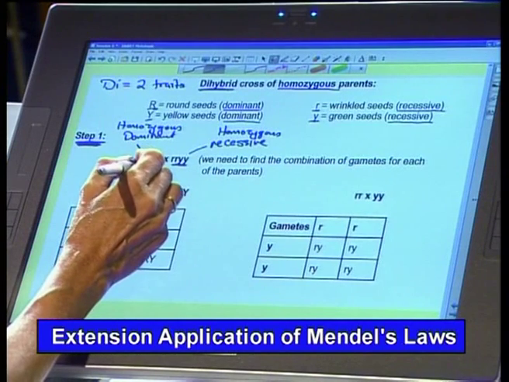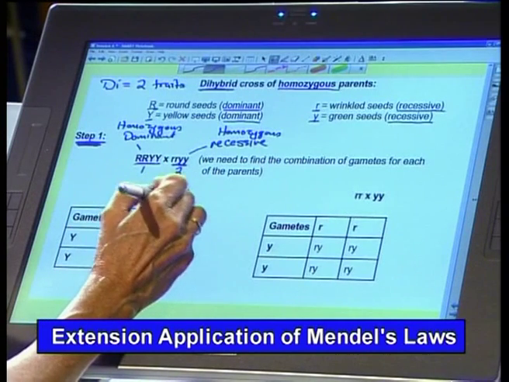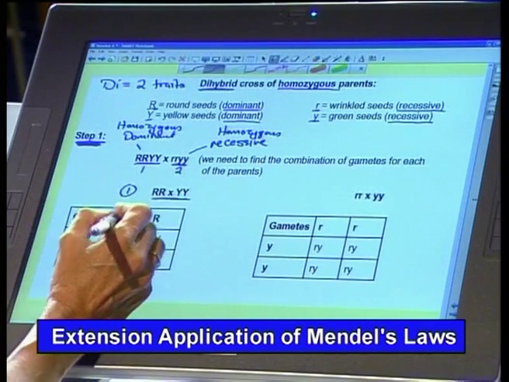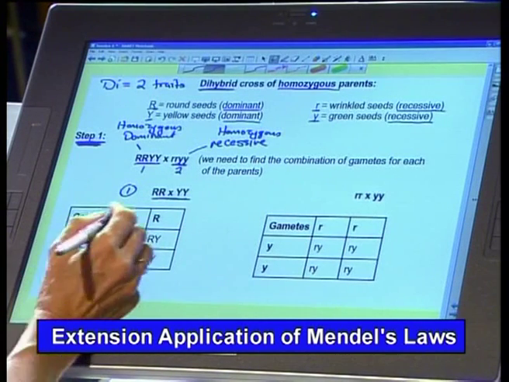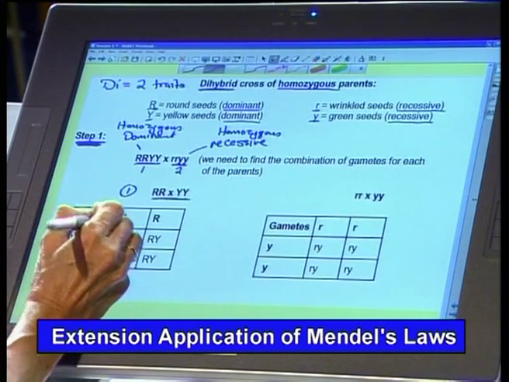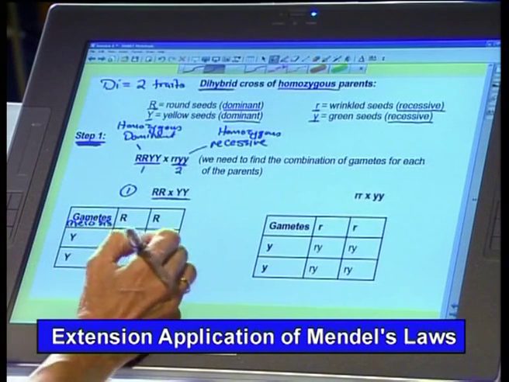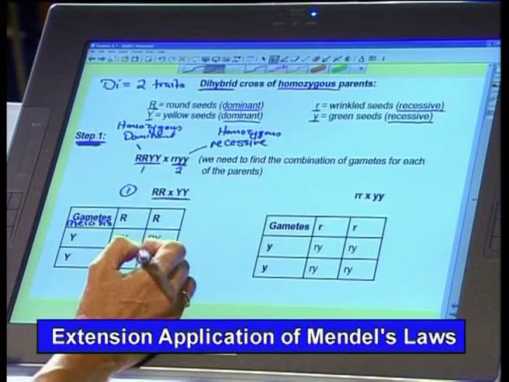Okay, now we've got these parents, but now we have to find the combinations of the gametes that each parent is going to produce. So step one, you look at the combination of the parents, and then you have to split those gametes up. This is parent 1, that's parent 2. For parent 1, which was capital R, capital R, capital Y, capital Y, we're going to now do a genetic cross. These are our gametes that we are going to end up with after meiosis has taken place: capital RY, capital RY, capital RY, capital RY. So that's parent 1's combinations.